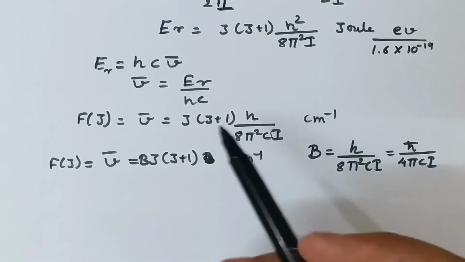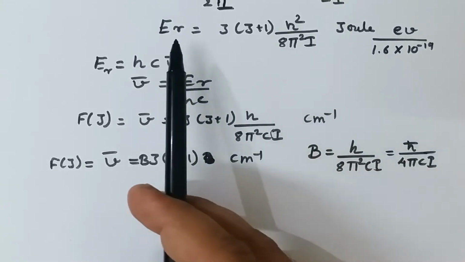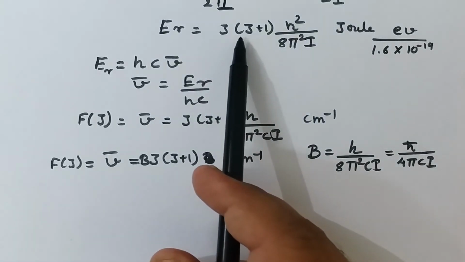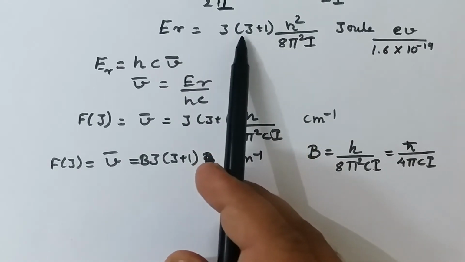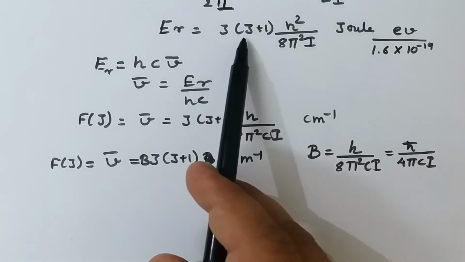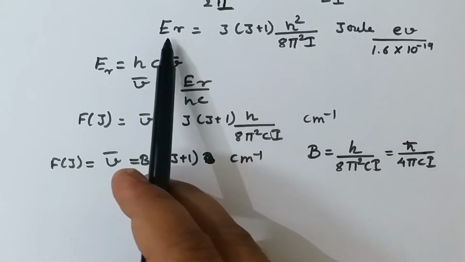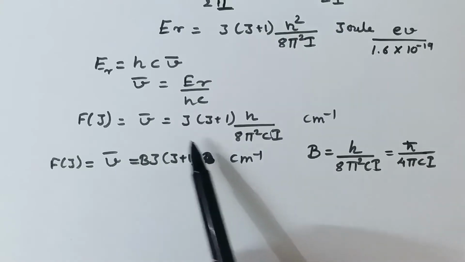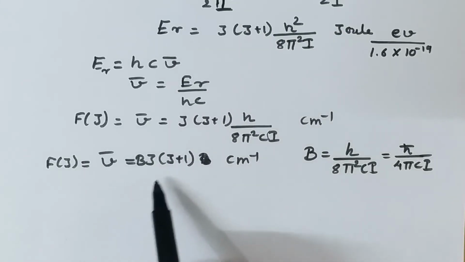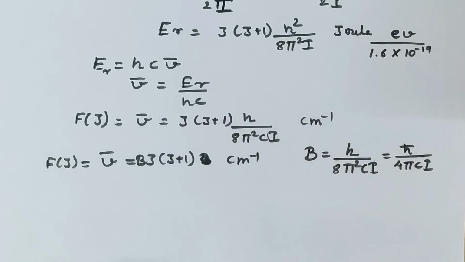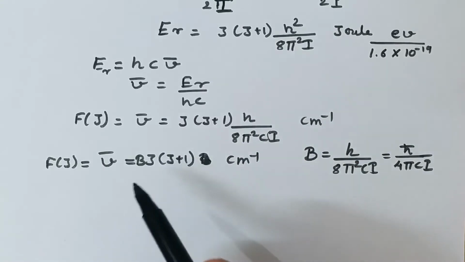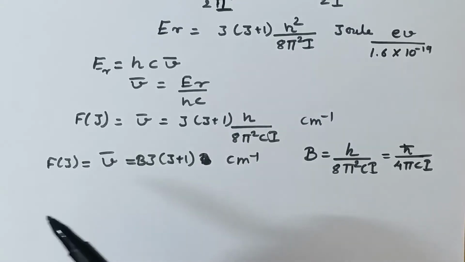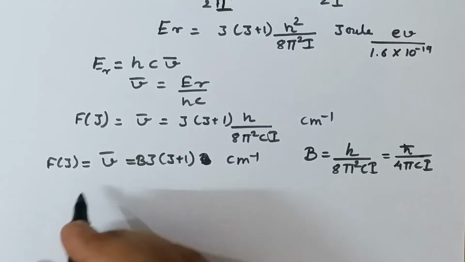Now in order to obtain the value of spectral line, we can either plot a graph of energy versus the rotational quantum number, because the only variable is the rotational quantum number. So with the variation in the rotational quantum number, the value of the energy will change. Also we can use this particular representation. So either of the two representations can be used to obtain the spectral lines. We will be using this particular representation.